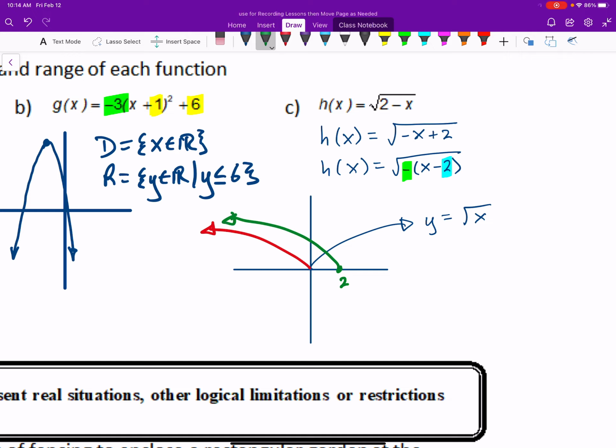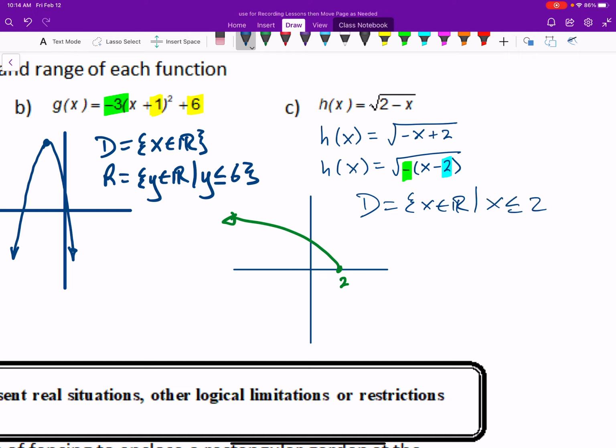So if you ignore the red one, maybe we'll even get rid of it, ignore the blue one, this is what the graph's going to look like. And now that I can see the graph in my mind, I can do the domain and range pretty easily. The domain has to be all real numbers, as long as they're less than or equal to positive 2. And you can see that as far as the range goes, it's anything above or equal to the x-axis. So it's all real numbers where y is greater than or equal to 0.